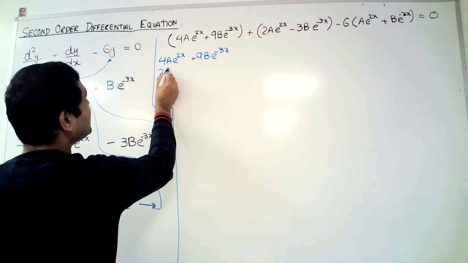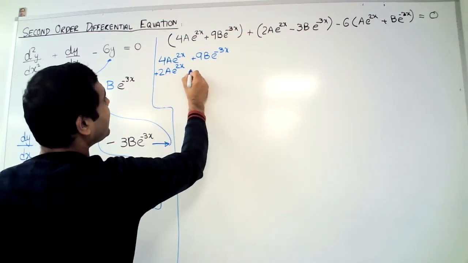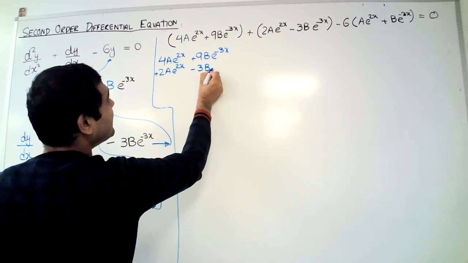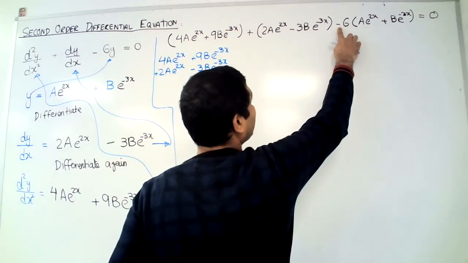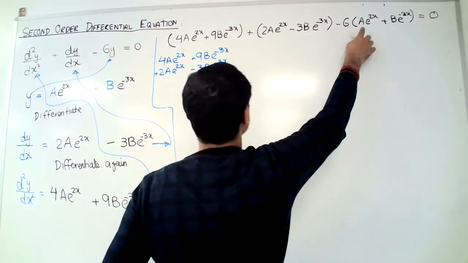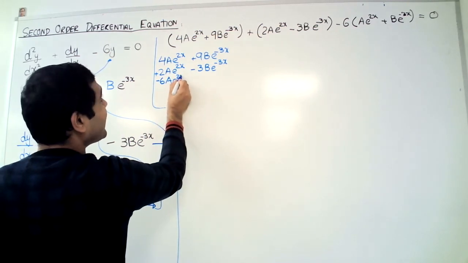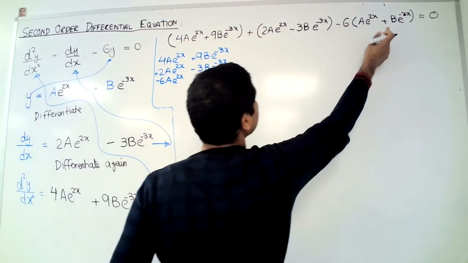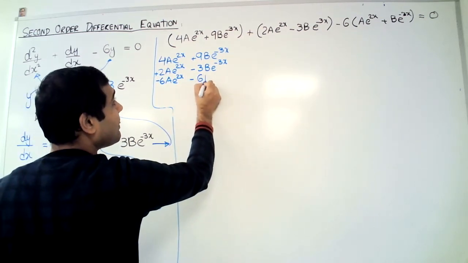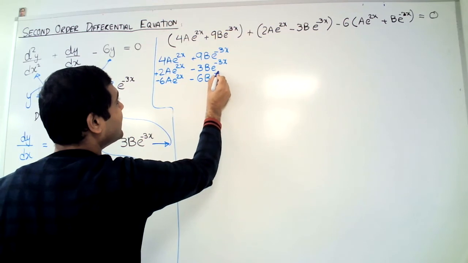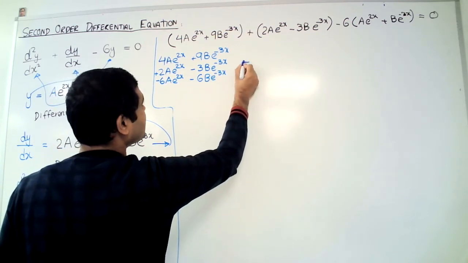Plus 2a e to the 2x, and it's a plus, I put plus here, minus 3b e to the minus 3x. Okay, now there's a minus. Minus 6 times that is minus 6a e to the 2x. Minus 6 times that thing will come minus 6b e to the minus 3x. Yeah, and that's everything is equal 0.